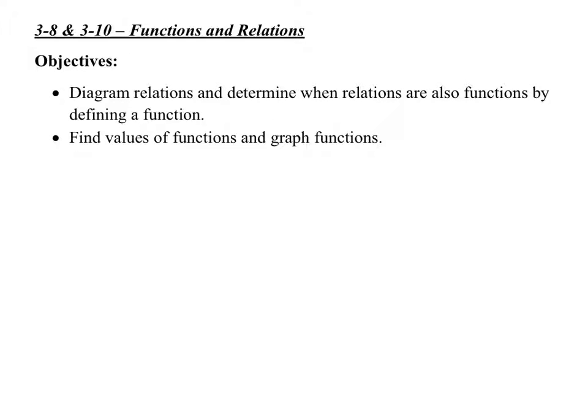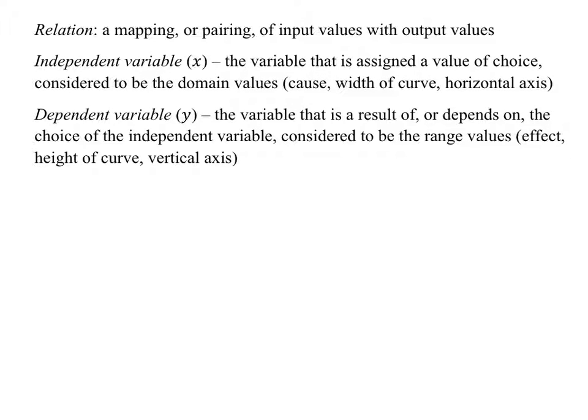So 3.8, 3.10 is the concept of a function and a relation. We're going to talk about what the difference between them is. We're going to talk about what's called a diagram map. And then we're going to talk about values of functions, domain and ranges, and the graphs of functions. So there's a lot to define, so I didn't make you copy everything down, so you have this in front of you already.